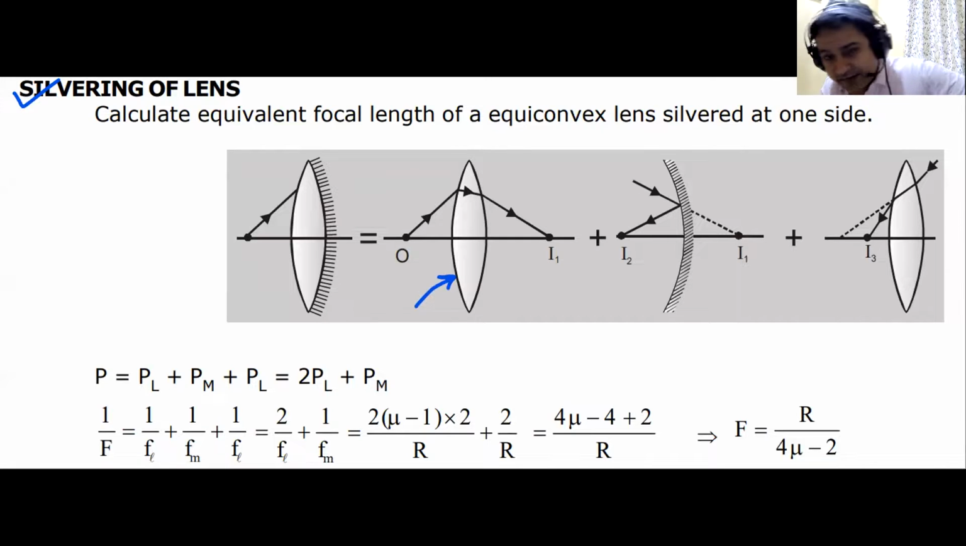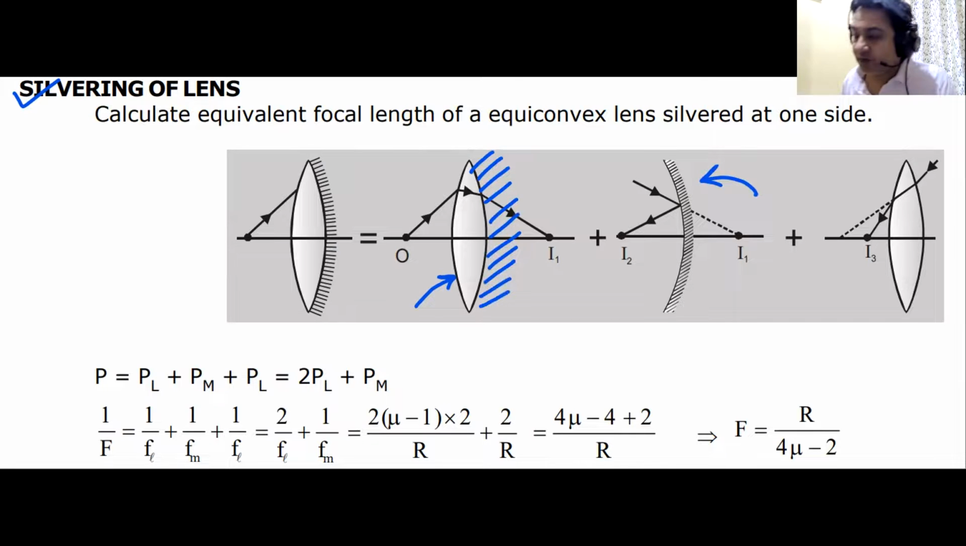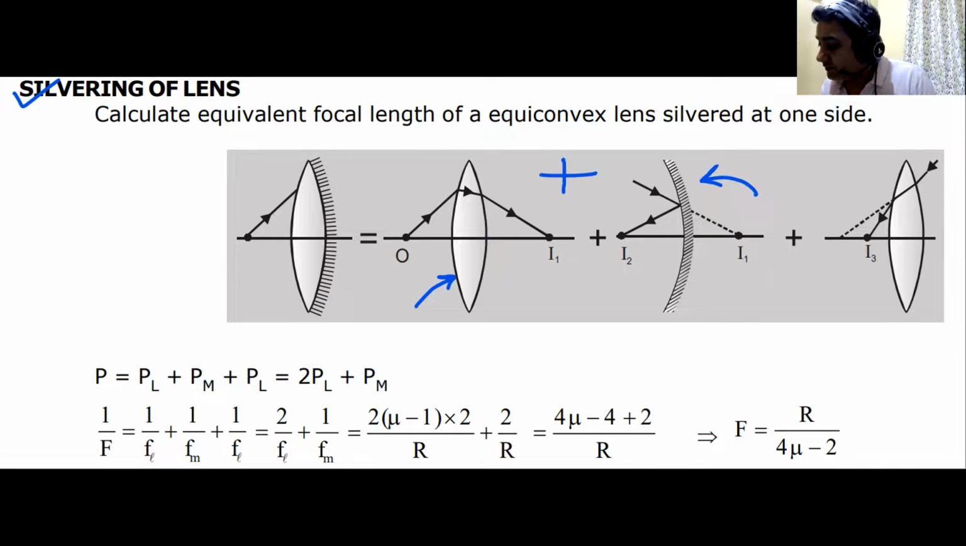It's a convex lens. It's a biconvex lens. It may be an equiconvex lens as well. And this is a mirror. What we have done is just polish this surface of the lens. When I polish one surface of the lens, it basically behaves like a combination of a lens and a mirror. Do we understand this?